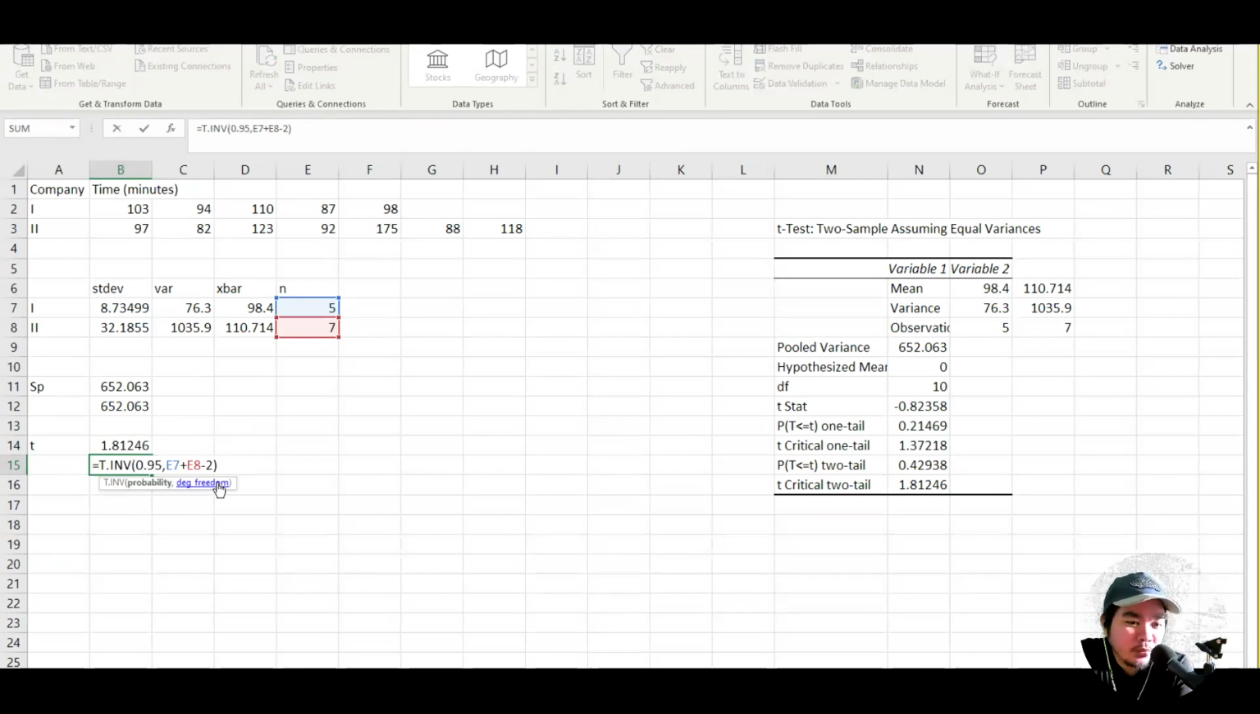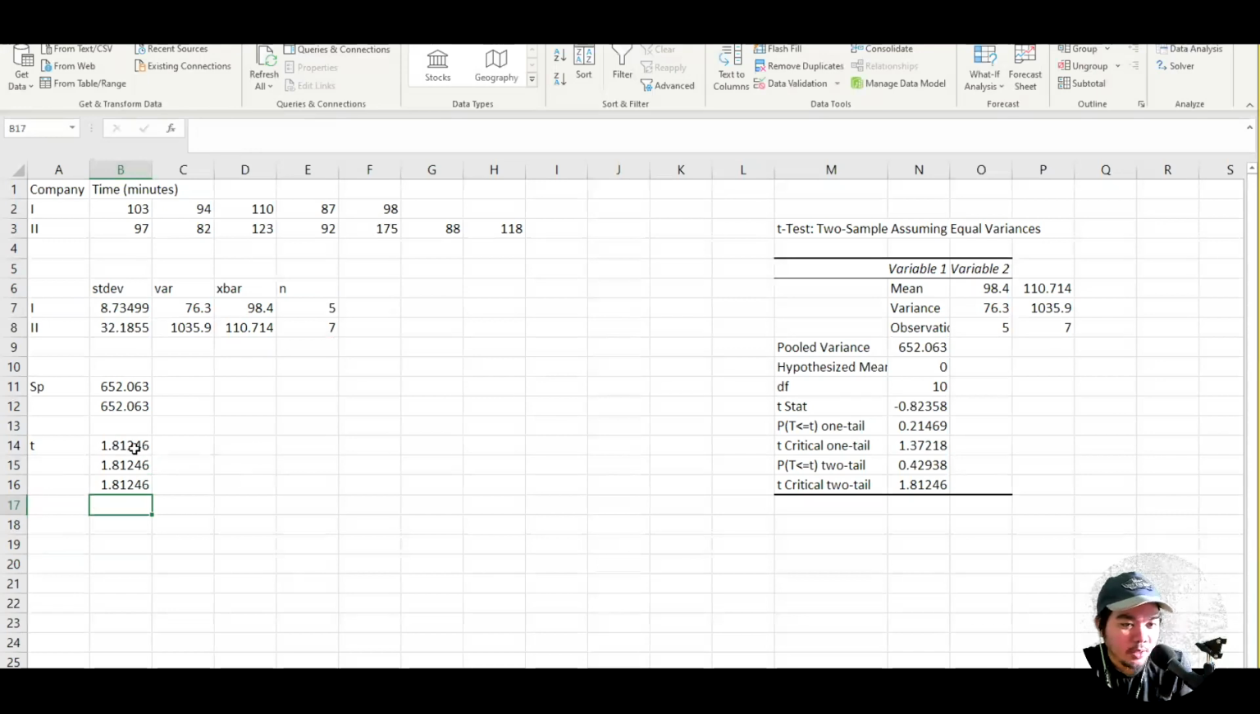Wherein from 0 to a particular end, 0 to the right tail. So what I did is from 0 to 0.95. This is just equal to 1 minus alpha over 2. So you can do that as well, or you can use negative alpha over 2. Whichever you feel is more comfortable or easier to use.